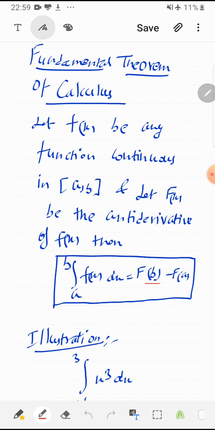Illustration says, right, minus 1 to 3 integral of x cube dx is x raised to the power 4 by 4, with limits minus 1 to 3. This symbol doesn't represent mod here, this represents integration is done and limit is yet to be substituted. So we'll put upper limit 3 raised to the power 4 minus lower limit minus 1 raised to the power 4. So after simplification it is 20.